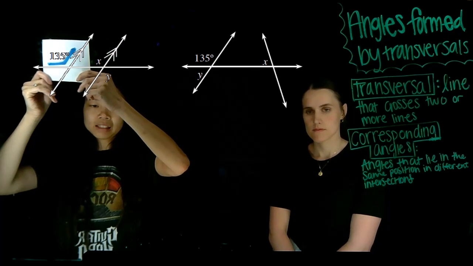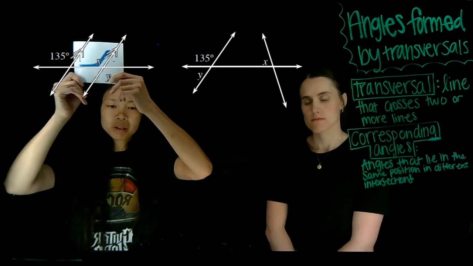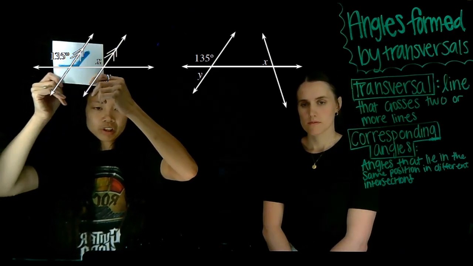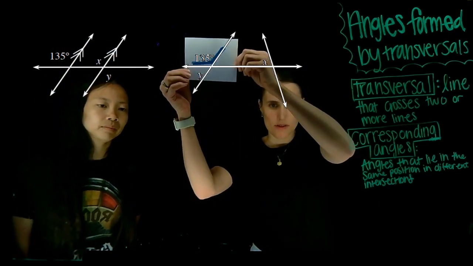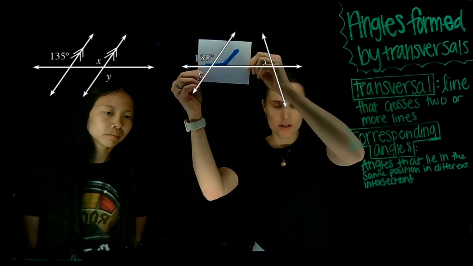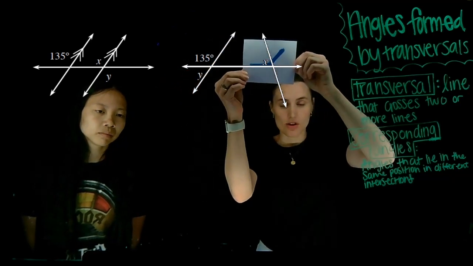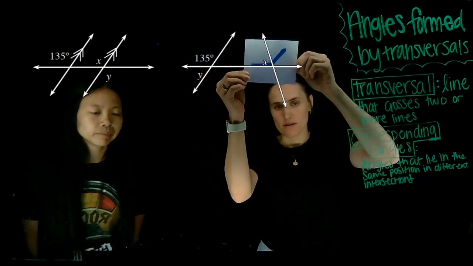So we can say that these corresponding angles are congruent because if I use a rigid transformation to translate it over, it matches. Okay, let's try this one right here. This angle is 135, and if I slide this over the transversal, it does not match up with this angle X right here. So why do you think that is?